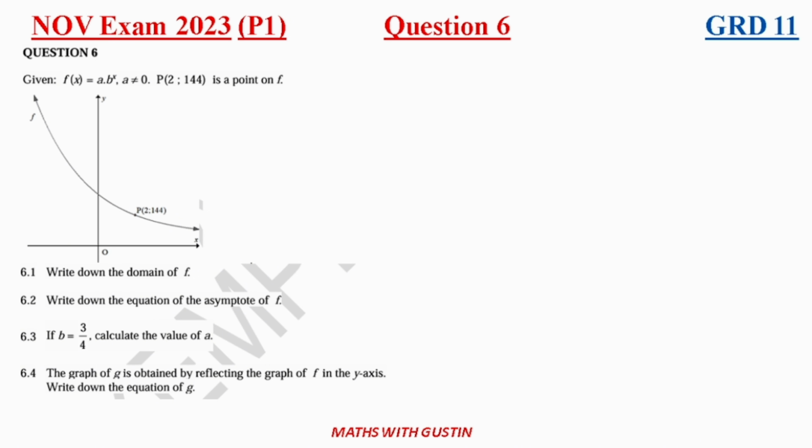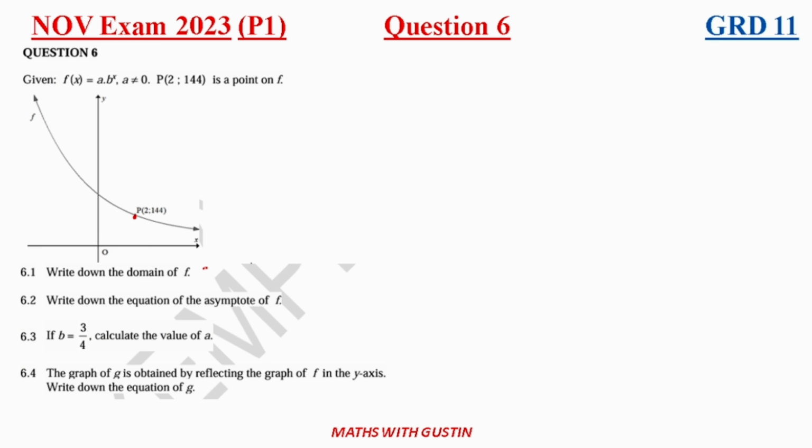Okay, so now let's have a look at this one. I am Gaston Mapala, and we are looking at an exponent. We are just given a random point on the exponent, point P, given by (2; 144). The first question says write down the domain of f.